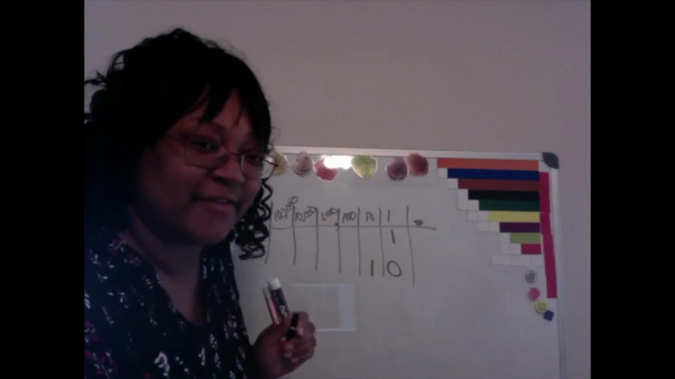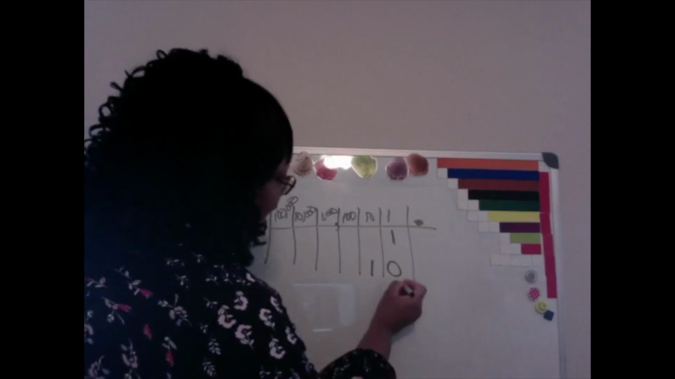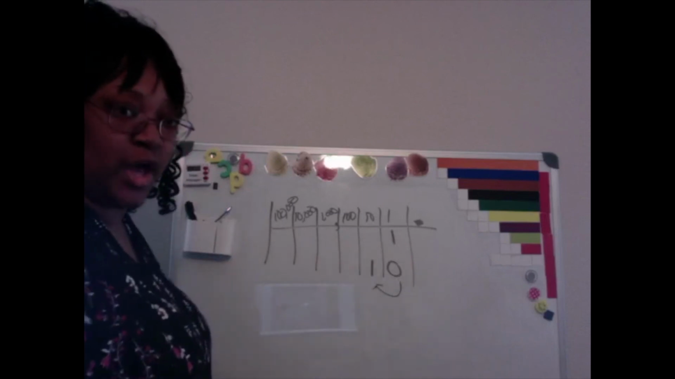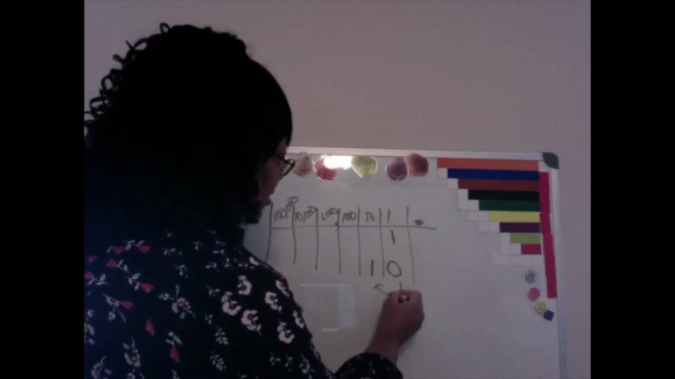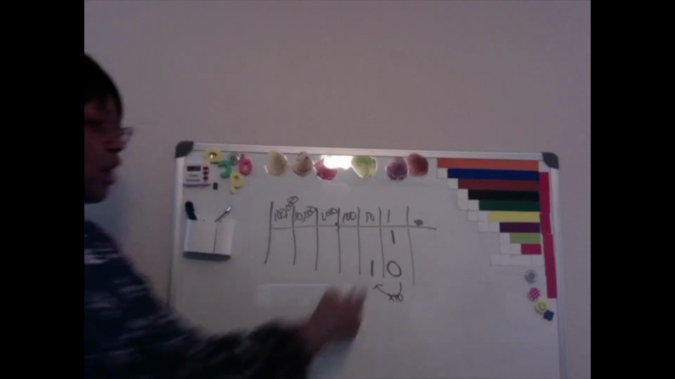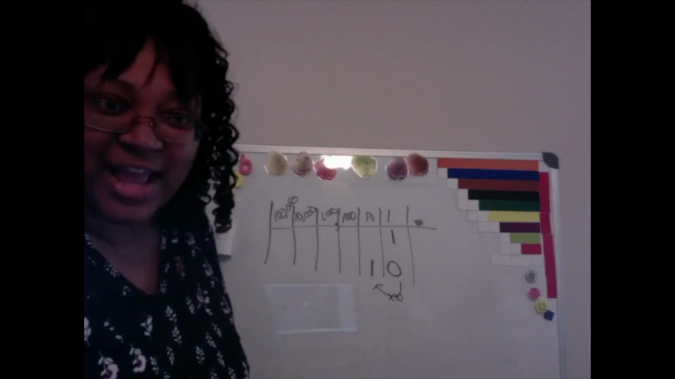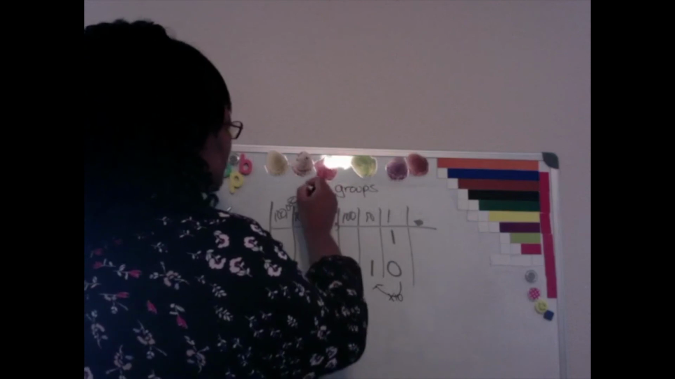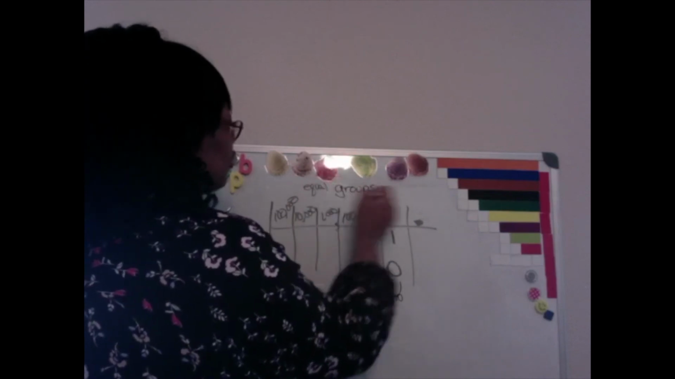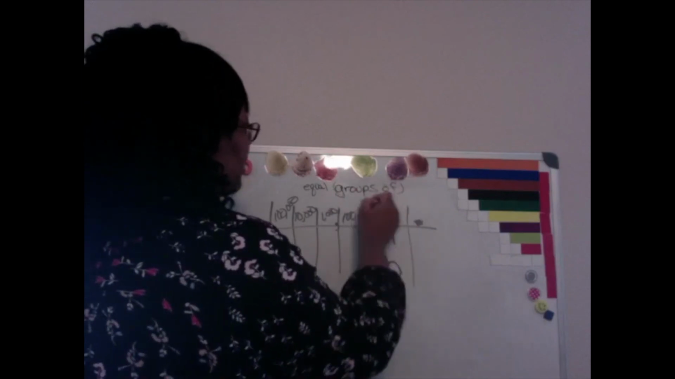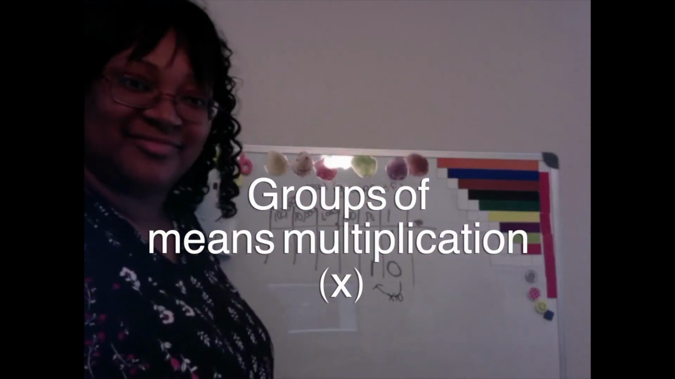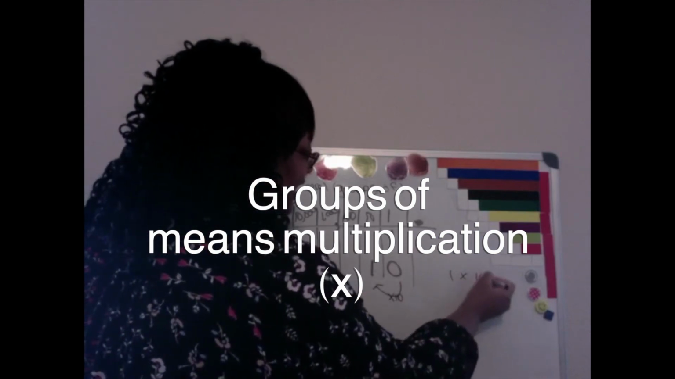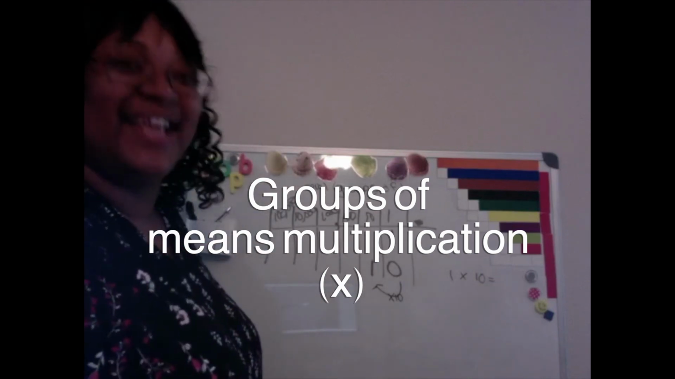Did you hear groups of? How do we write that? I need 10 groups of 1 to get 10. We are multiplying, guys. Groups of equal groups of means multiplication. So 1 times 10 equals 10.